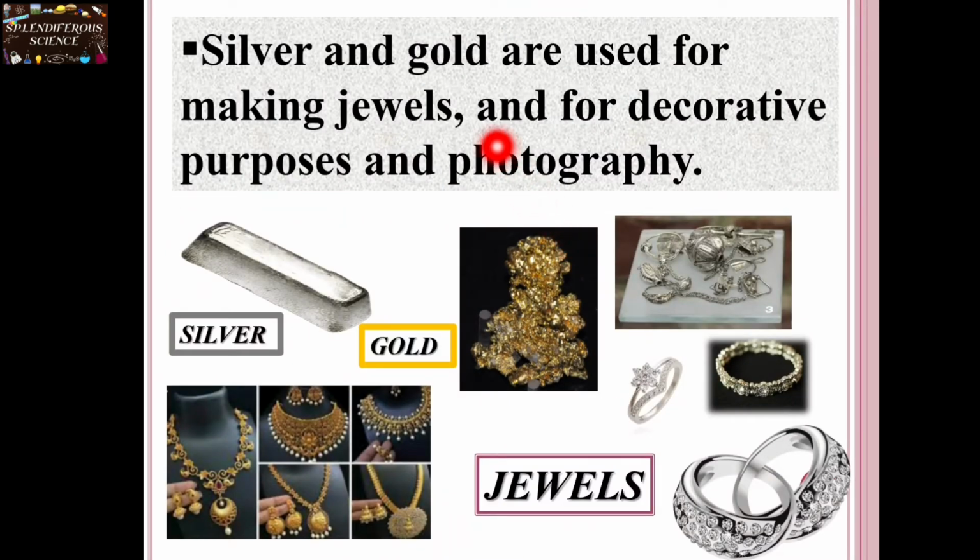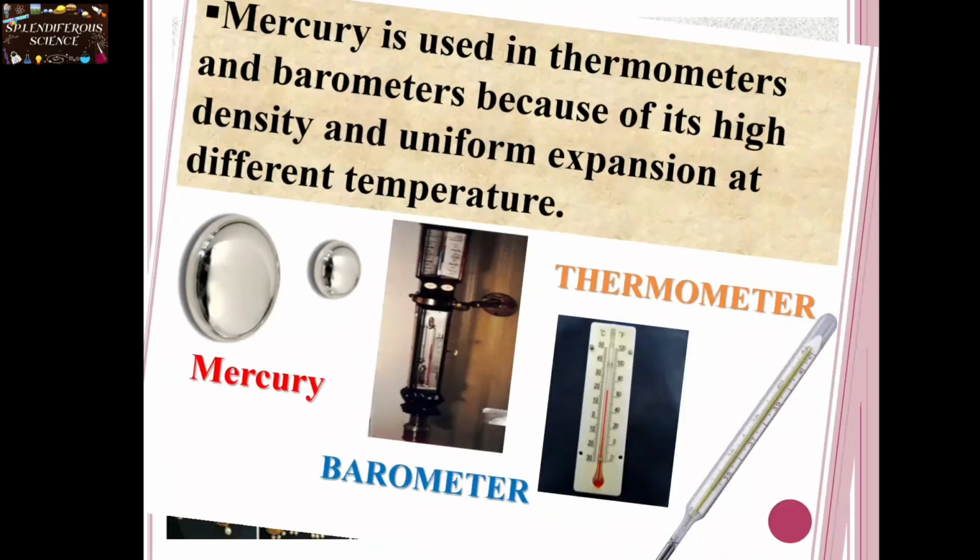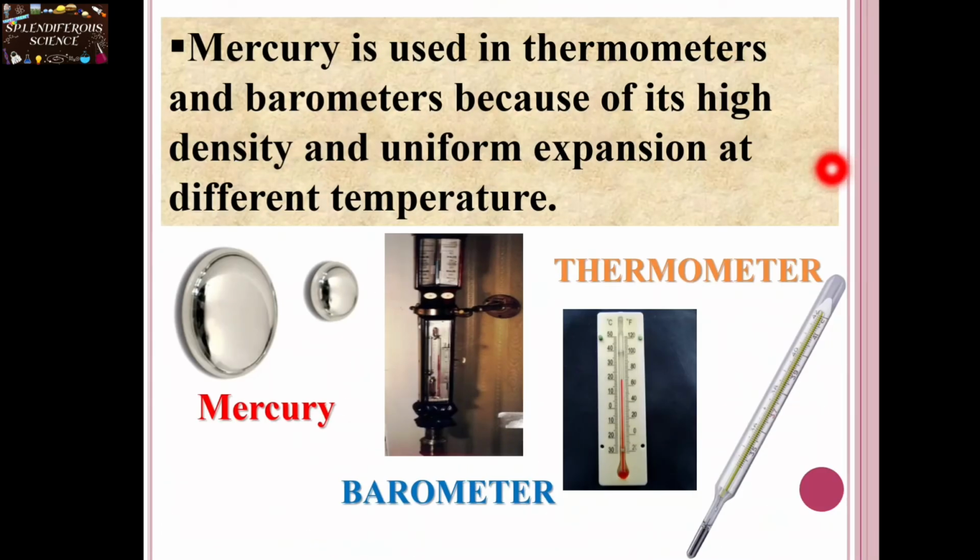Silver and gold are used for making jewels and for decorative purposes and photography. Mercury is used in thermometers and barometers because of its high density and uniform expansion at different temperatures.